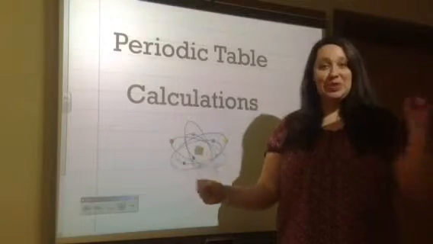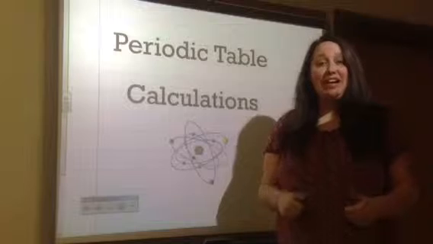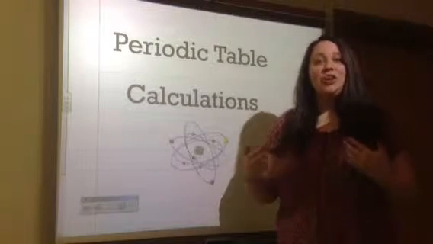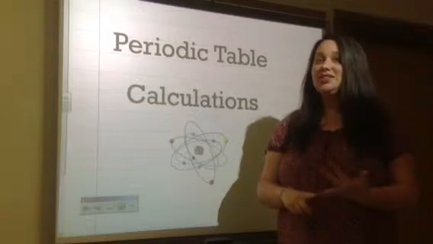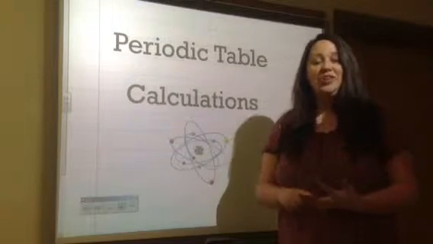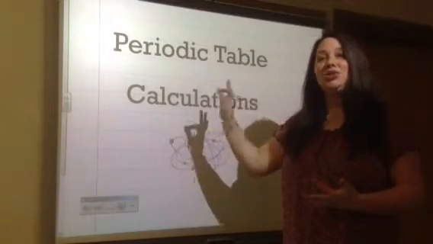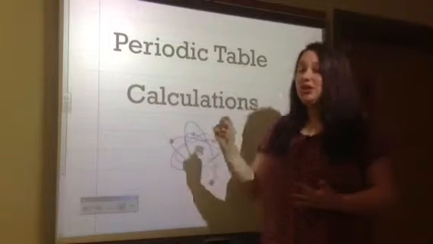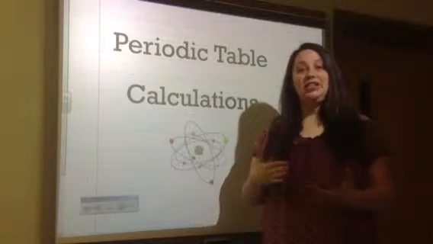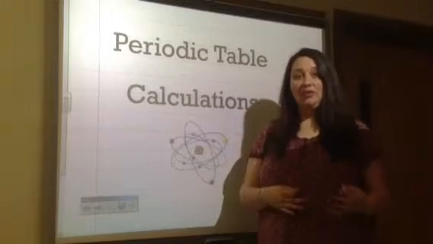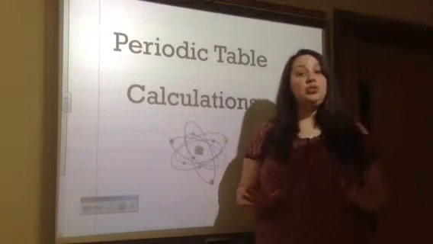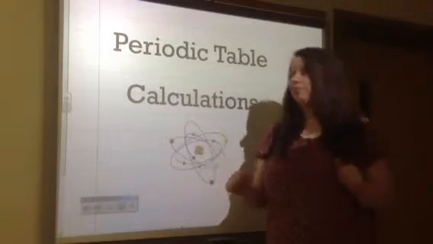Good morning, people. We're going to talk today about periodic table calculations. We're going to take what we have already learned about the structure of an atom, about the protons, the neutrons, and the electrons, and we are going to apply it to the periodic table. And we're going to use the periodic table to calculate the numbers of each of those subatomic particles in each kind of atom that is on the periodic table. Once you know these rules, they'll apply to all of them.